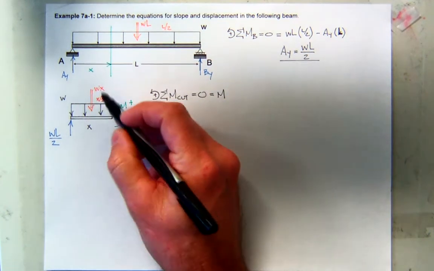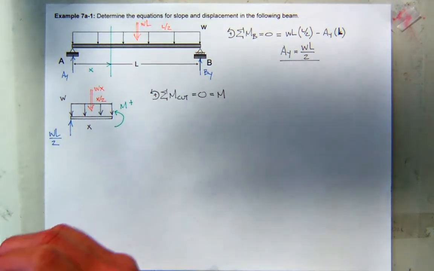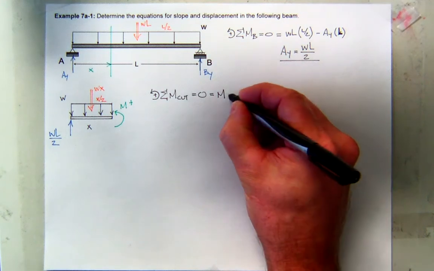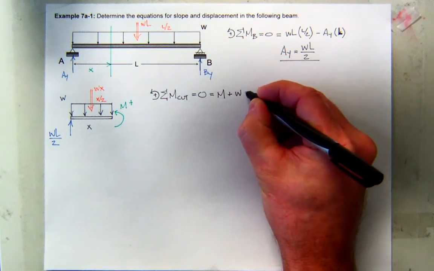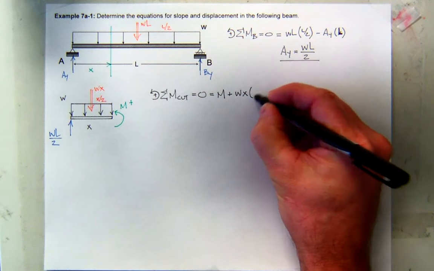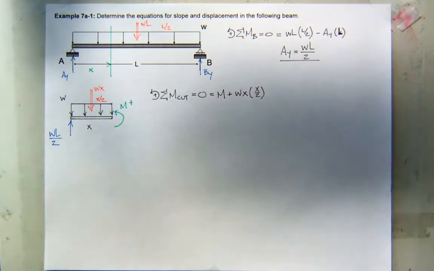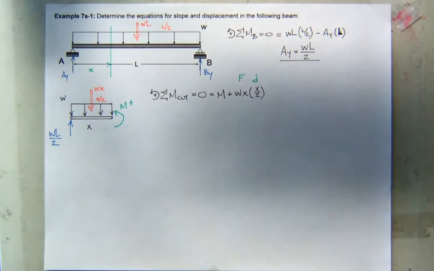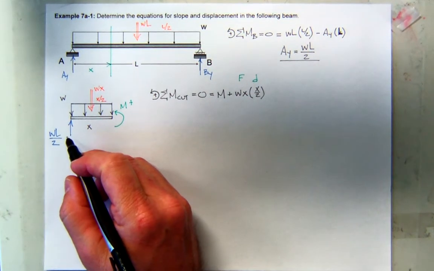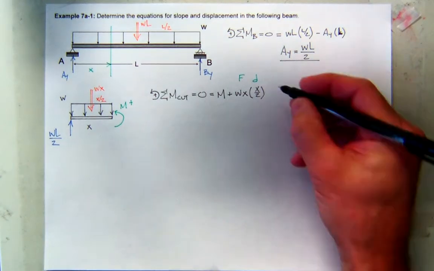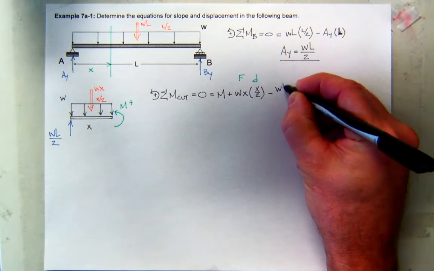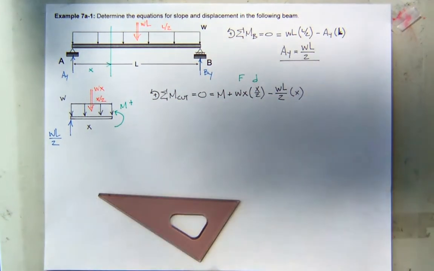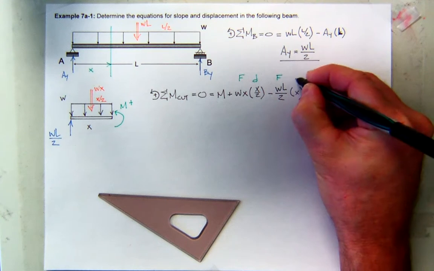What about the wx force? It can create positive or negative bending moment about the cut. Positive. So the force will be wx, and the distance will be x over 2. So don't forget, force times distance. And then we get over here to the reaction, and that's going to create a negative moment. So that'll be minus wL over 2, that's the force, times the distance of x. And again, force times distance.